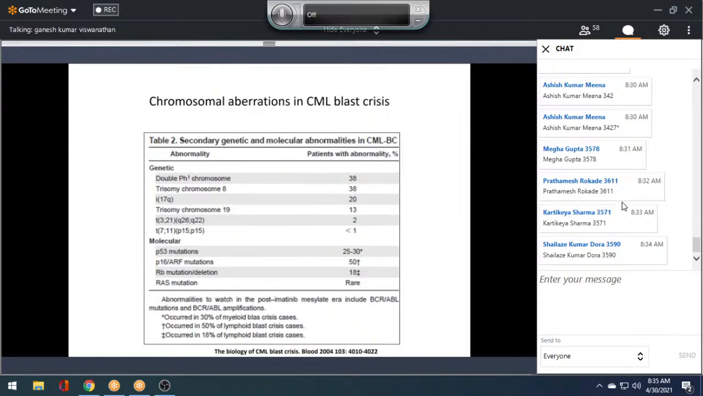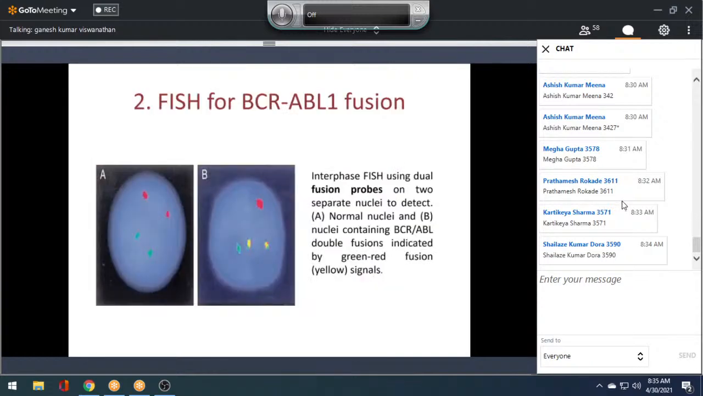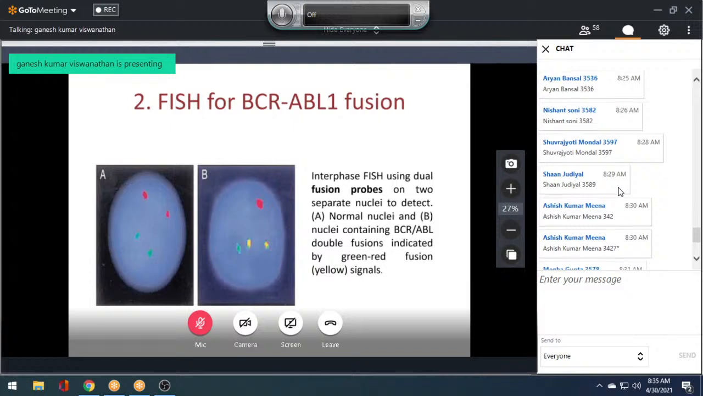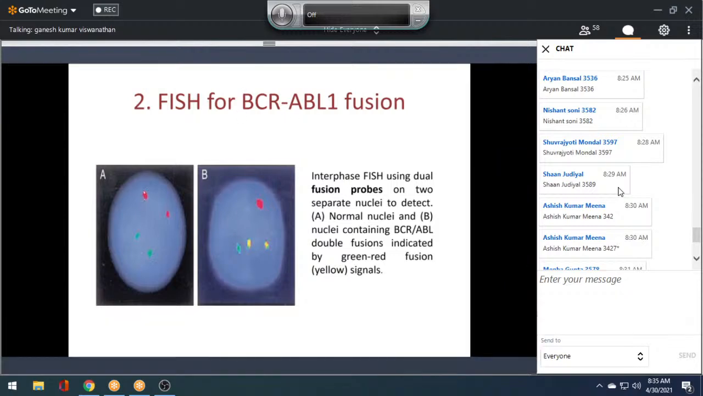Apart from translocation 9;22, other chromosomal abnormalities can also occur, especially in blast crisis. Another test we do is fluorescent in situ hybridization. Here we have fluorescent probes for two genes, the BCR and ABL1 genes. Normally, in a normal individual, BCR and ABL, that is chromosome 9 and 22, are present far apart. So the signals are seen far apart: a red signal and a green signal.